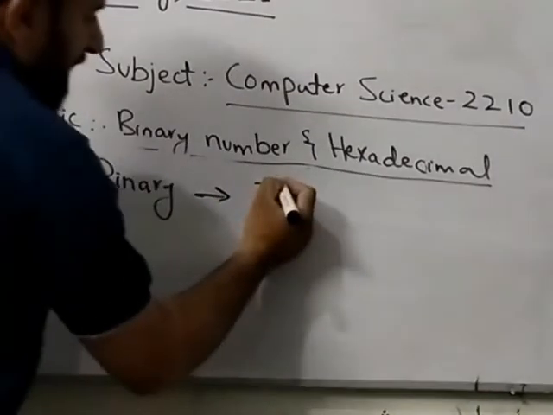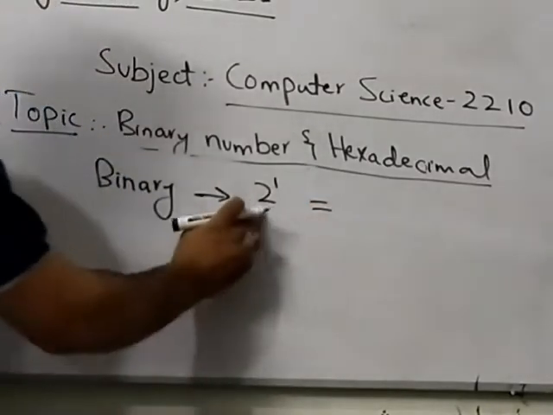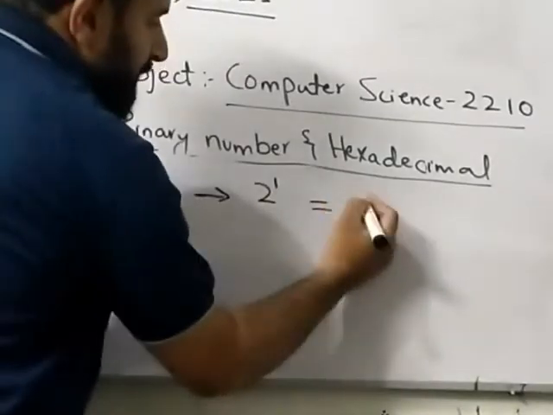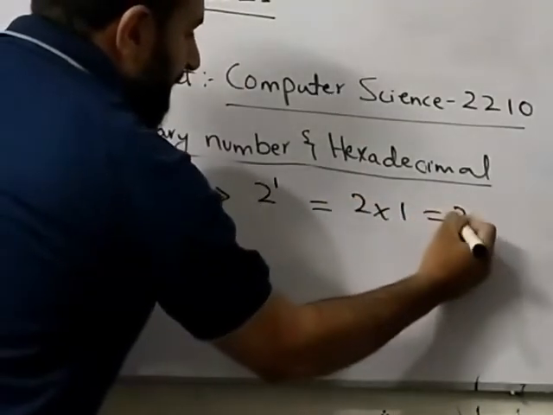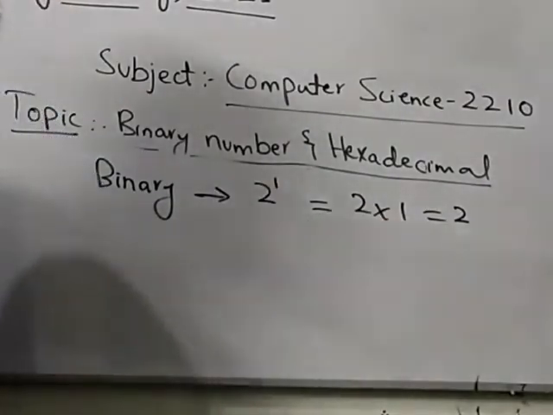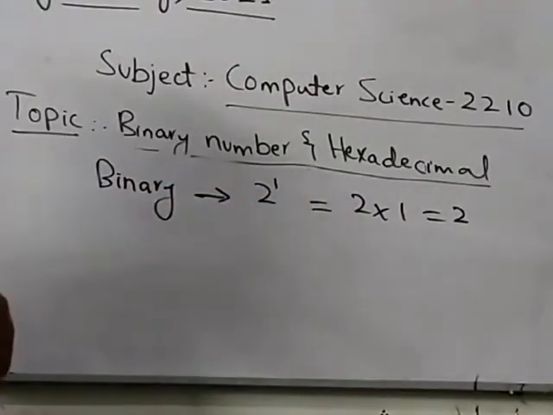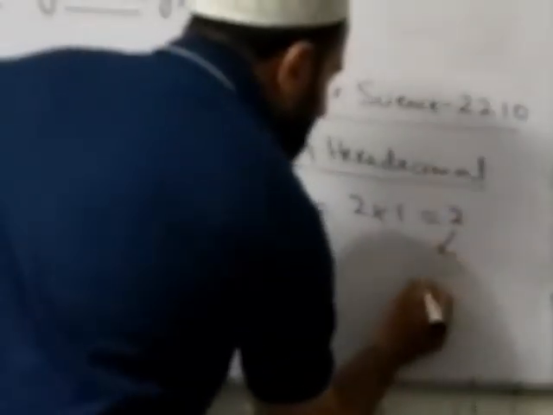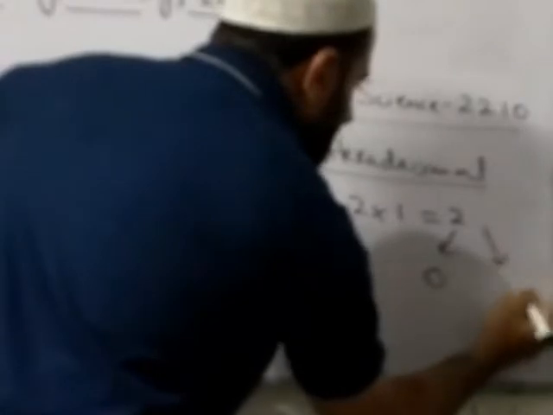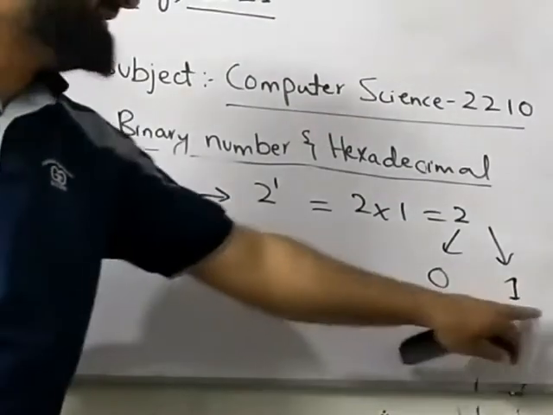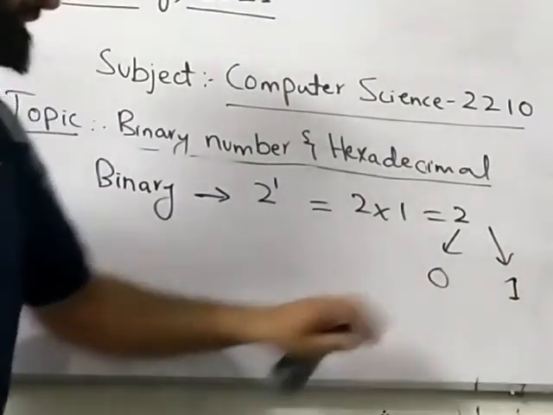Then 2 power 1 means you need to multiply this base how many times? 1 time. So 2 multiplied by 1 will give you 2. This power 1 will come over here. So what is 2? 2 means that in binary number we will use only 2 numbers, 0 or 1. These two numbers. And this is your off state and this is your on state. We can say it's a high value and this is called low.